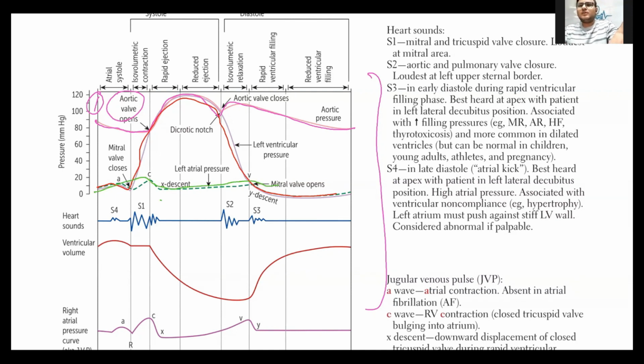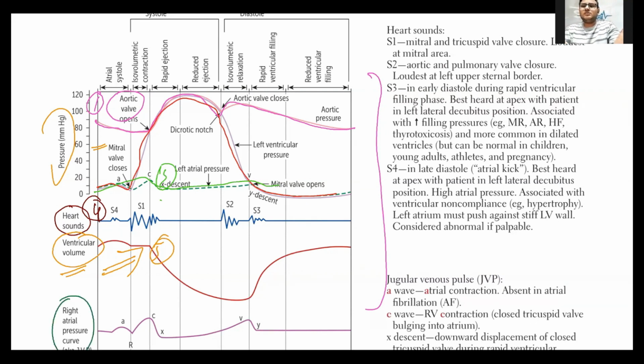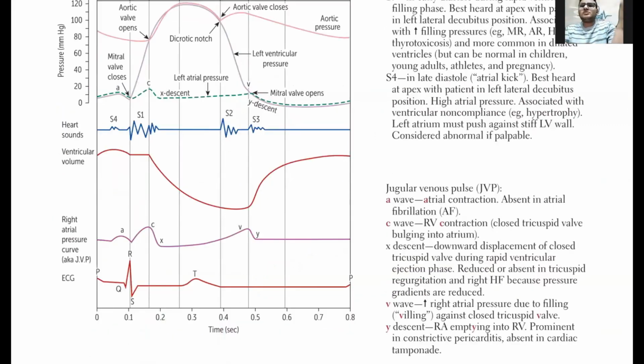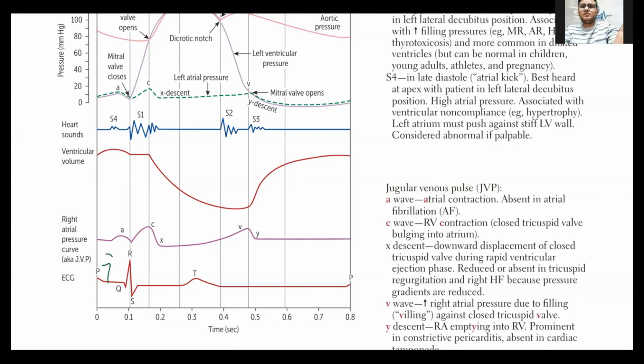This green one. That was 1, 2, 3, and the fourth point, we will discuss the changes in the heart sounds during this cardiac cycle. And number 5, we will discuss the changes in ventricular volume. It was the pressure here, but we will also check the changes in ventricular volume. The sixth thing we will discuss is the right atrial pressure curve, which is called JVP. And the last, seventh point is the ECG changes. So one by one we will discuss it.